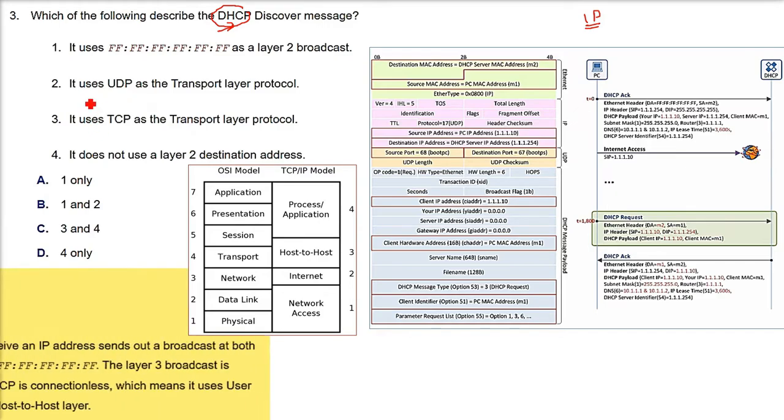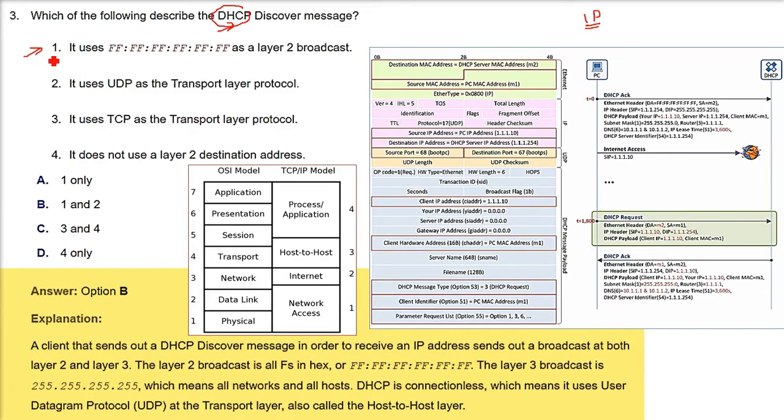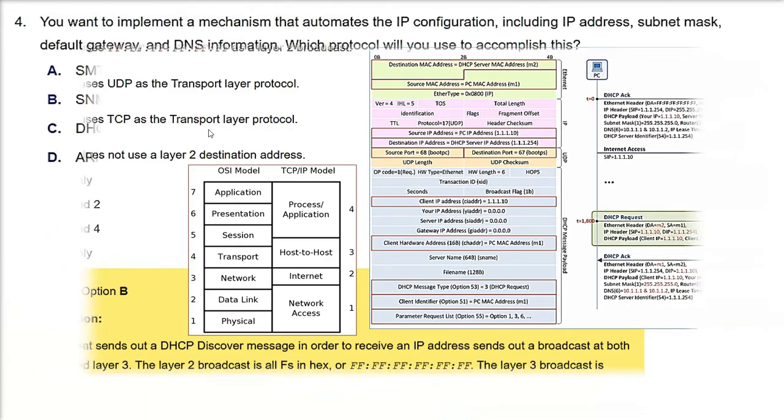So you see here the answer is B. B is 1 and 2. It uses FFFF as a layer 2 broadcast, and it uses UDP as the transport layer protocol. So a client sends out a DHCP discover message because it wants to get an IP address, and sends out a broadcast at both layer 2 and layer 3. The layer 2 broadcast is all Fs, which you see here in hexadecimal. The layer 3 broadcast is 255s, which means all networks and all hosts. DHCP is connectionless, which means it uses User Datagram Protocol, UDP, at the transport layer, the host to host layer.